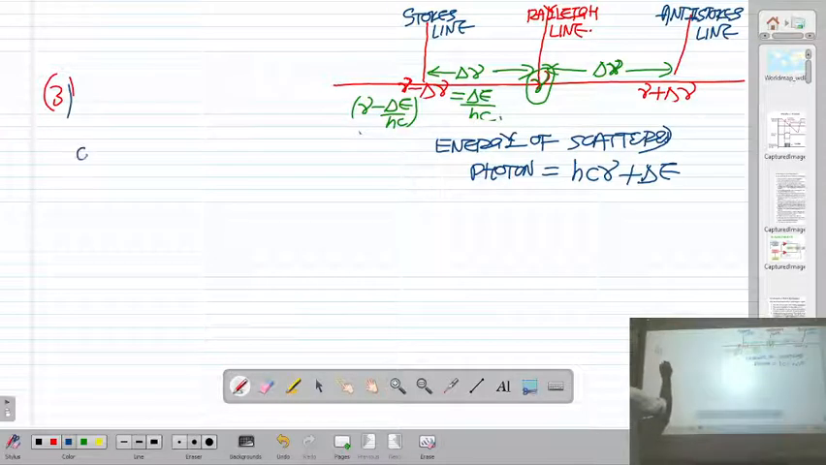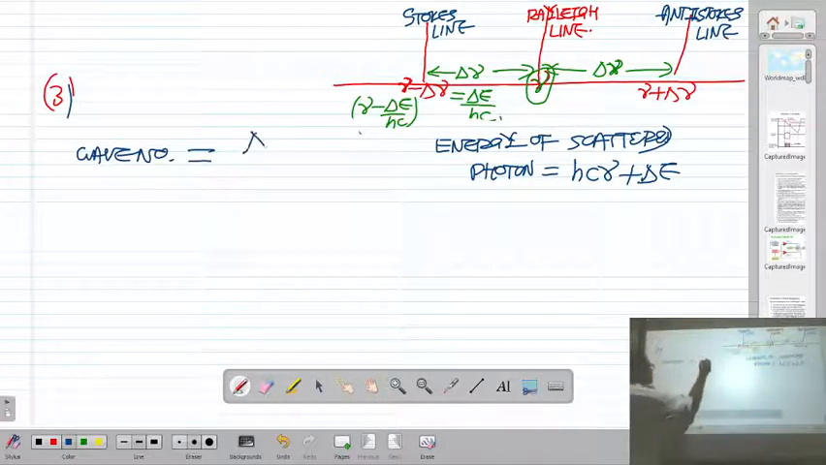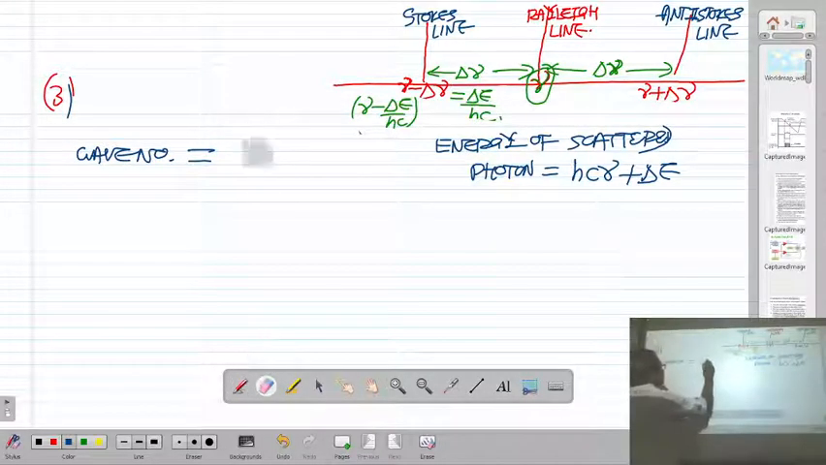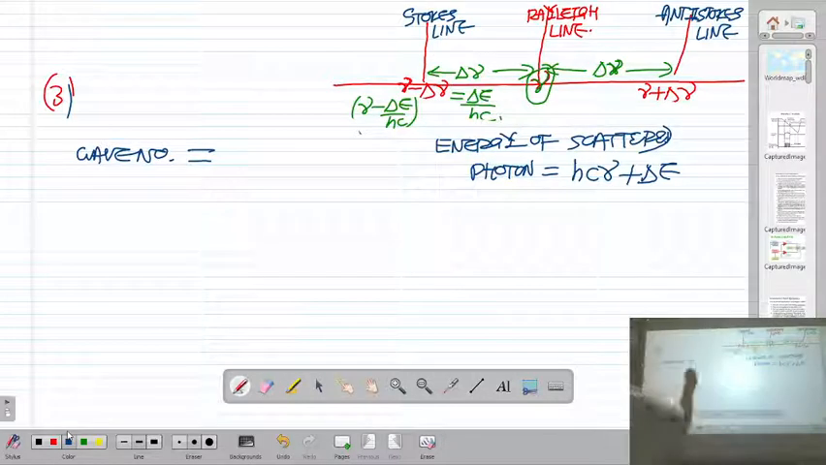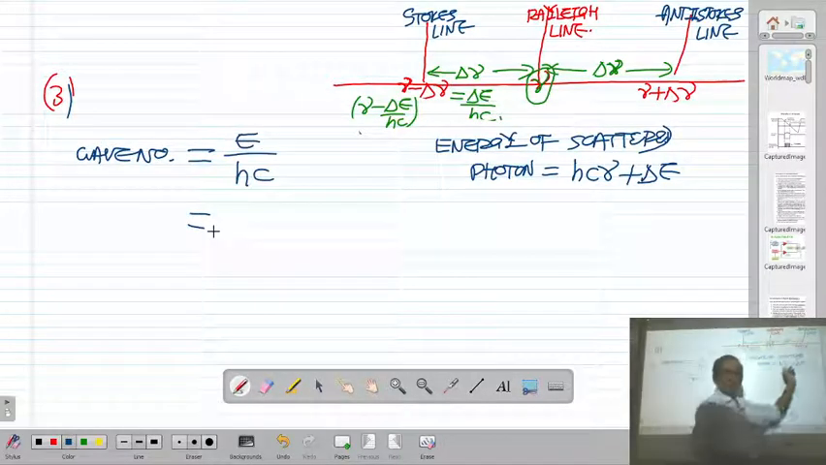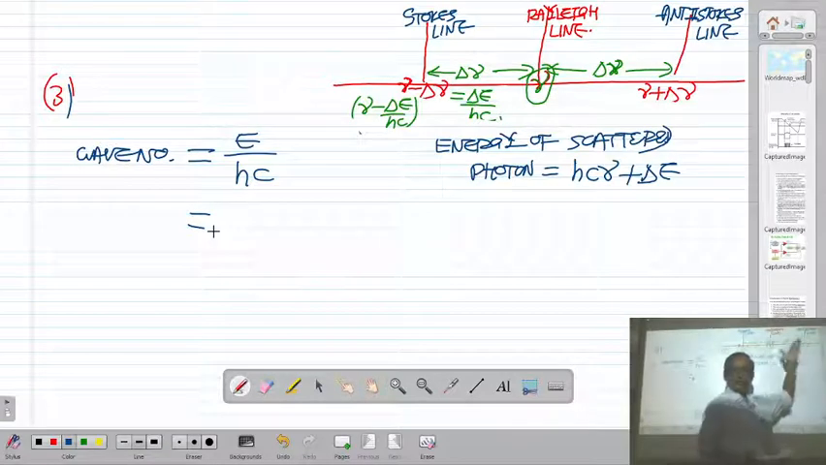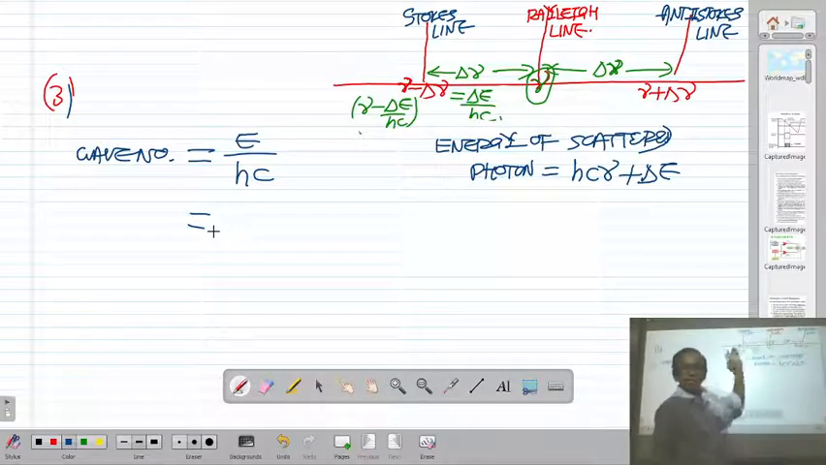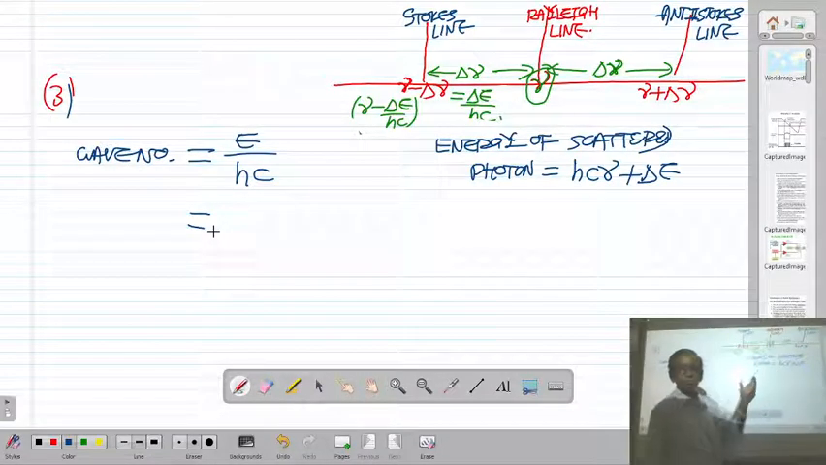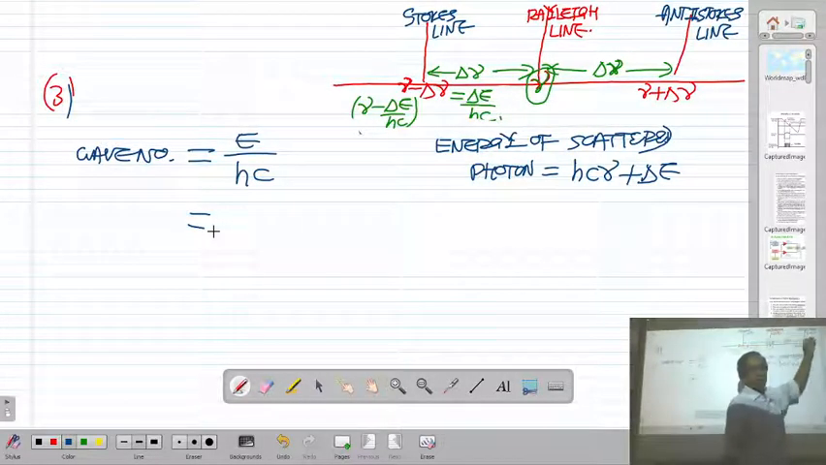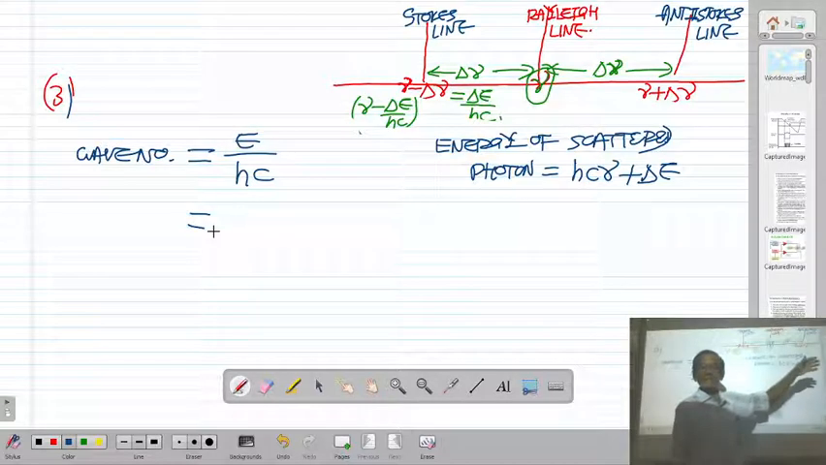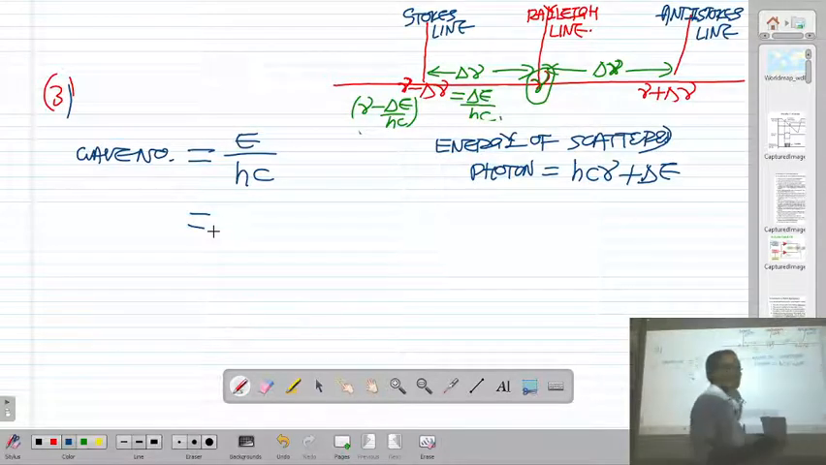So the wave number is equal to, as you know very well, whenever you want to calculate the wave number, the procedure is this: you have to divide the energy of the scattered photon by hc. So what is the energy of the scattered photon? It is hν plus delta E. As I told you, in case of the Stokes line, the photon was losing the energy delta E, so the energy of the scattered photon was hν minus delta E. In case of this anti-Stokes line, the photon is gaining the energy delta E, so the energy of the scattered photon is hν plus delta E.